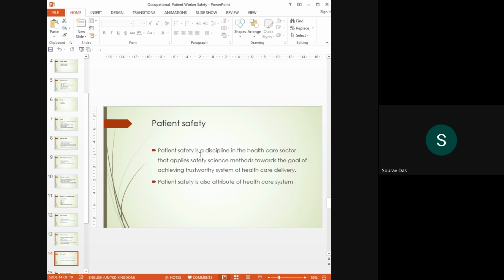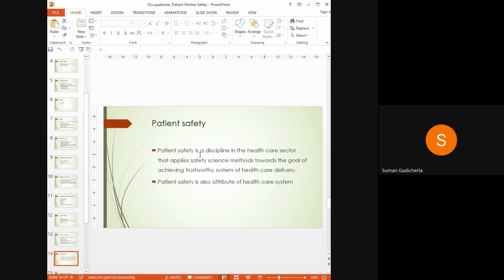Using scissors during the operations. Yes, scissors during the operations. No, in an operation, all the equipment needs to be sterilized. You cannot use any sort of device which is not sterilized in an operation theater. Okay, now we are moving on to another thing called patient safety.